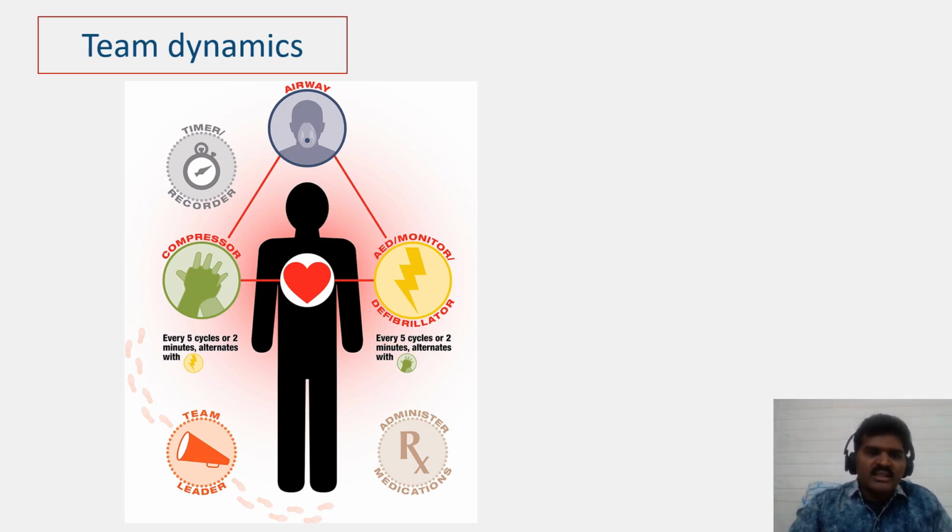And then there is a team leader who is the most senior person who organizes all of the activity and manages the code. And finally, there is a timekeeper or recorder who records all the events based on time, and it is the timekeeper's duty to remind the team when 2 minutes is over, to check pulse and analyze rhythm. And one more person for securing the IV access and administering the medications. This forms a typical ACLS team wherein you need at least a minimum of 6 members.